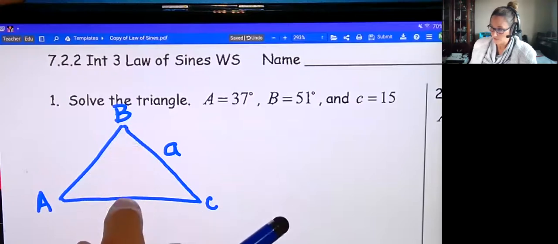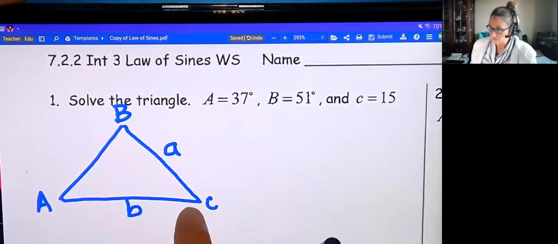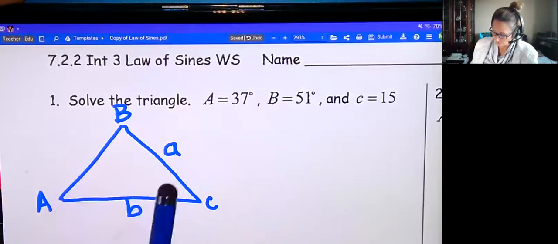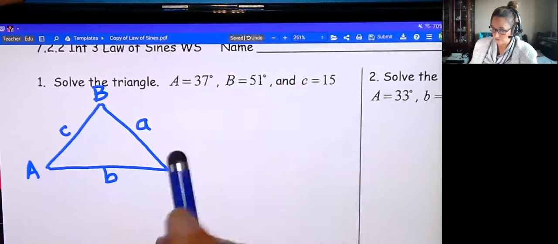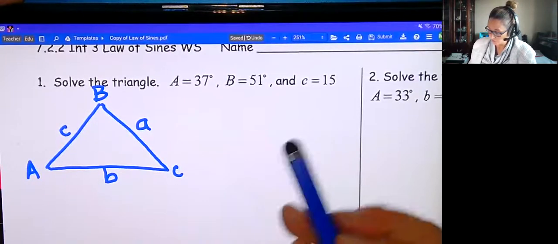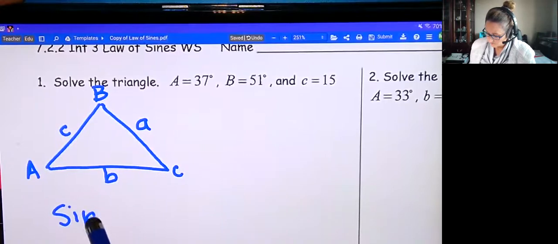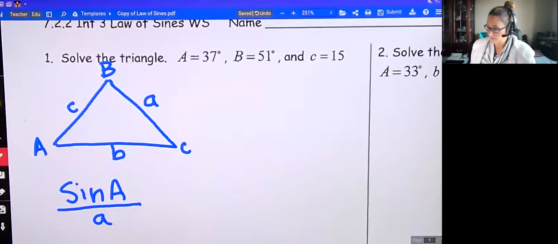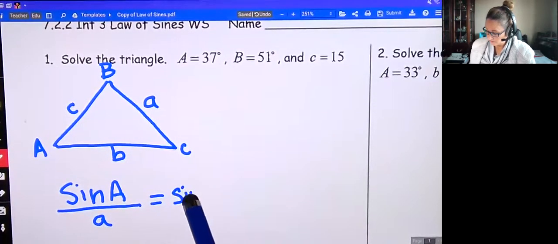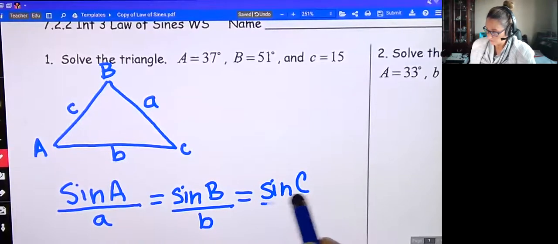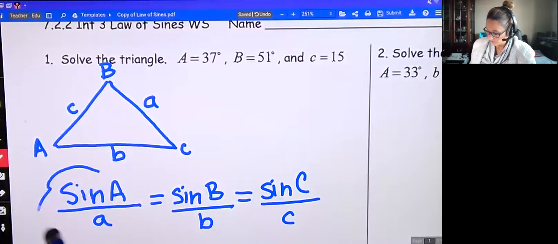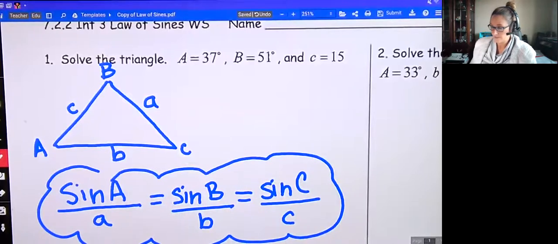The side opposite B is going to be little b. And the side opposite my capital C is going to be little c. And so if I have a triangle like this, then I can use the formula for law of sines, which is sine of angle A over the side opposite it, which is little a, equals sine of B over the side opposite it, which is little b, equals sine of angle C over the side opposite, which is little c. So this is the law of sines that we're going to use.